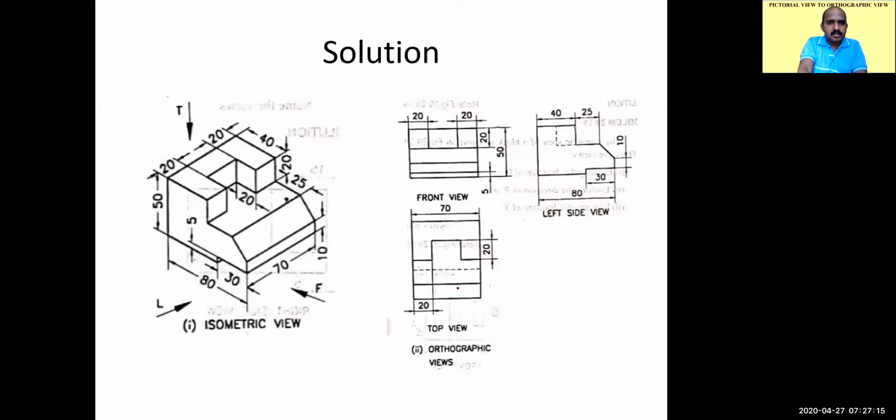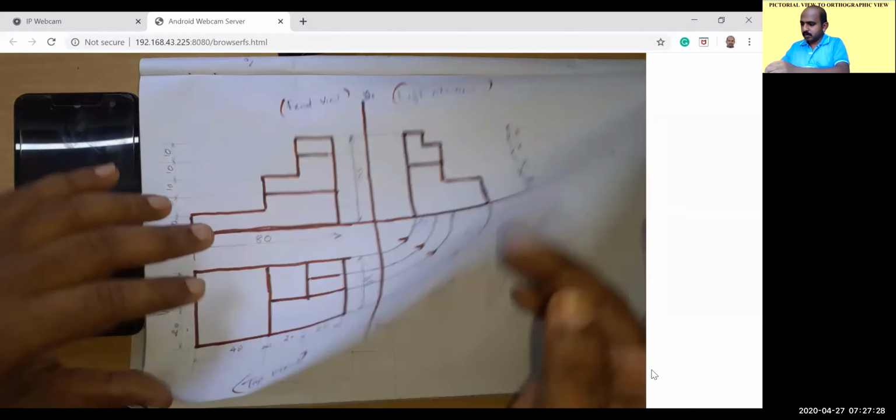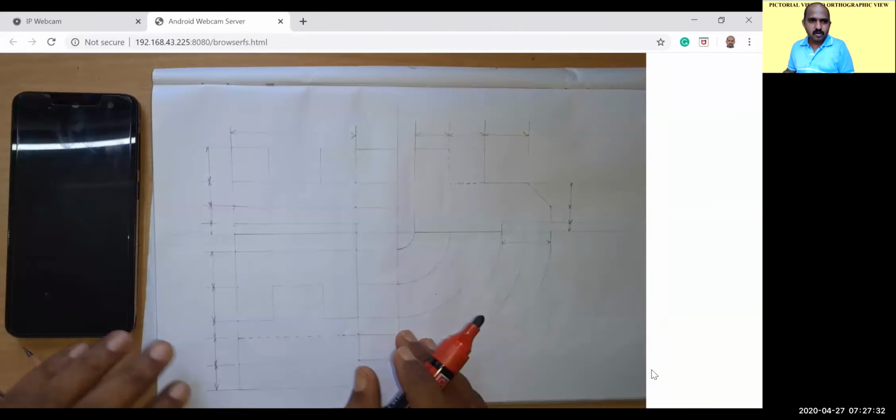Now this is the answer. This is your front view, top view, and the left side view. I'll show you now. So here it is shown.